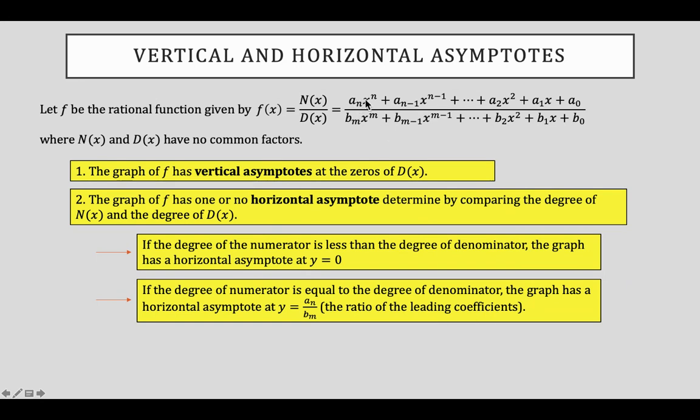This is the ratio of the leading coefficients. Notice a sub n up here. That's the leading coefficient of the numerator. B sub m, that is the leading coefficient of the denominator.